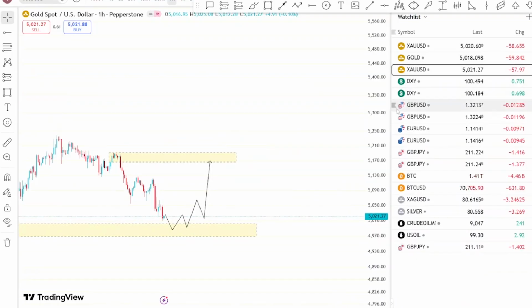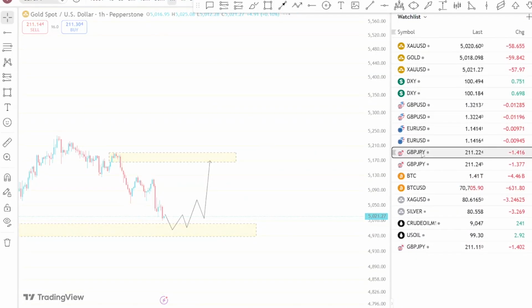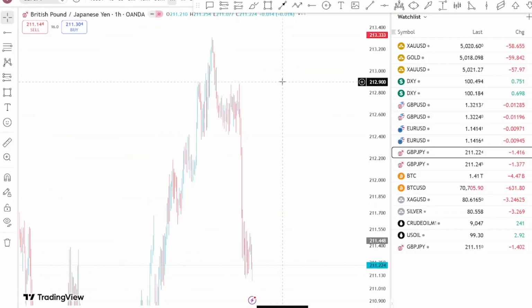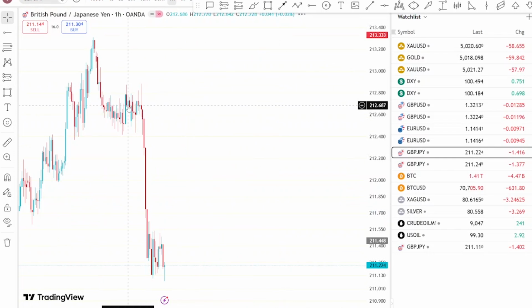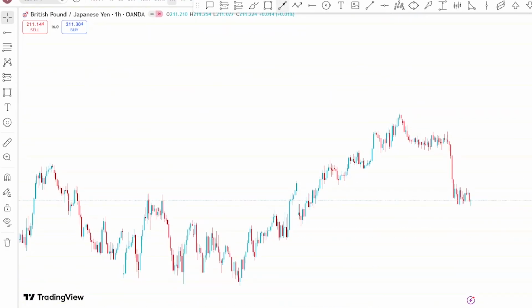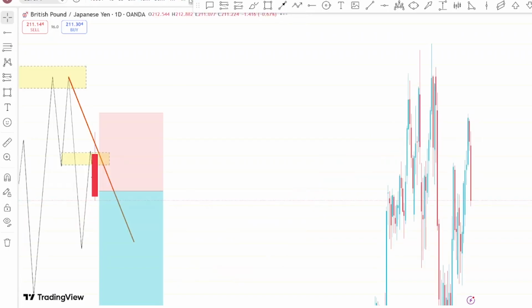GJ, we did take our buys from GJ, guys. It was so amazing last week. So now, also I mentioned this sell, but I didn't share in the community on Friday. So now let's also go back to the higher time frame.